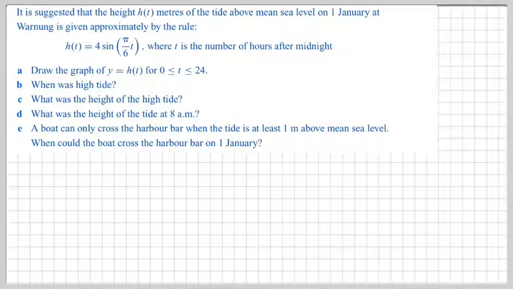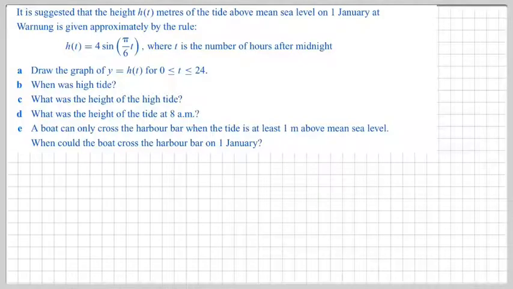Now what do we got here? It's suggested that the height h of t meters of the tide above mean sea level on the 1st of January at Warnang is given approximately by the rule h of t equals 4 sine pi t over 6, where t is the number of hours after midnight. Okay, I can get that. Tides do move in a sinusoidal way. They certainly do. In A, we've got to draw the graph for t is 0 to 24 hours.